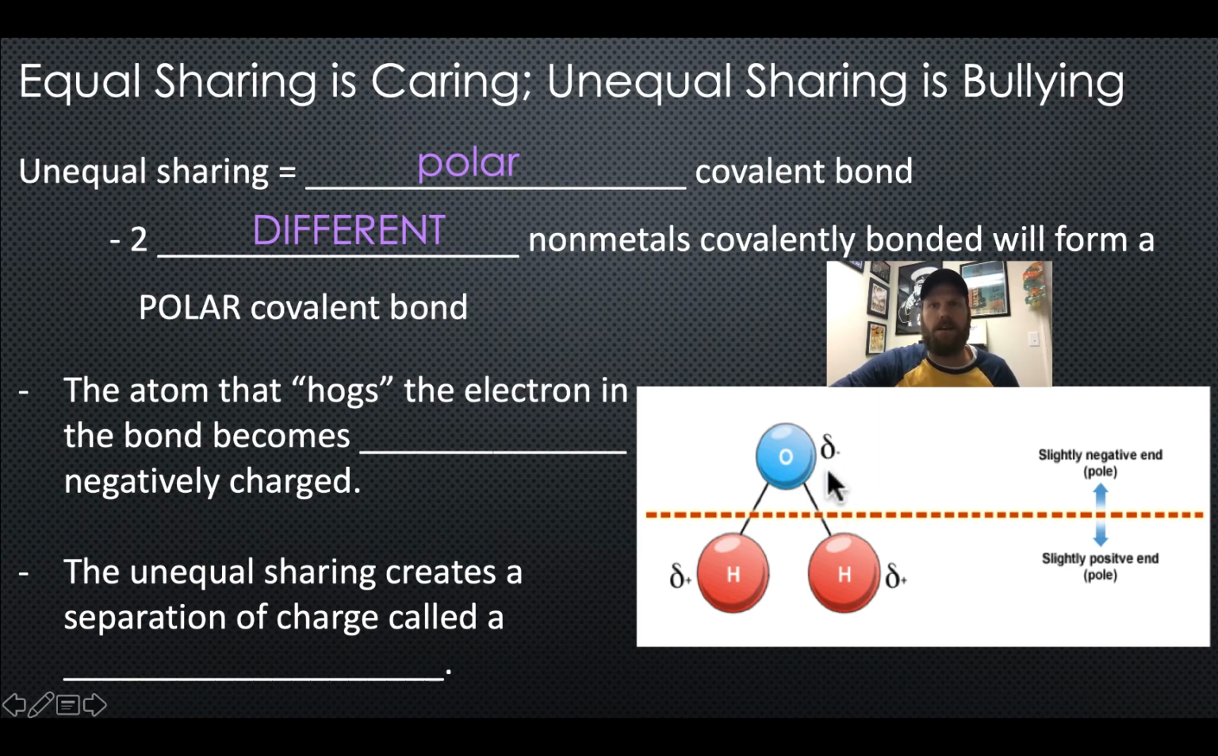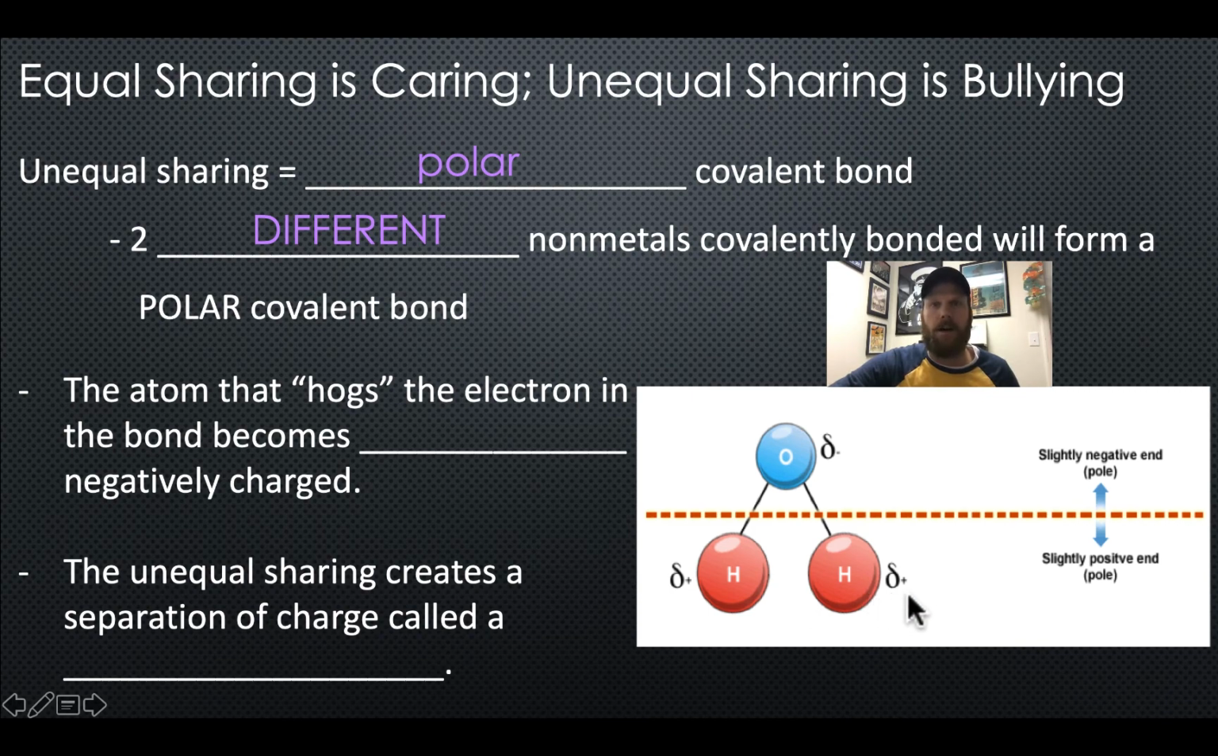This symbol here is a lowercase delta from the Greek alphabet. In chemistry, this symbol means partially. So delta negative means partially negative. Well, if the oxygen atom is hogging the valence electrons, then the hydrogen atoms do not have as many electrons in their valence shell. Therefore, the hydrogen atoms are partially positive.